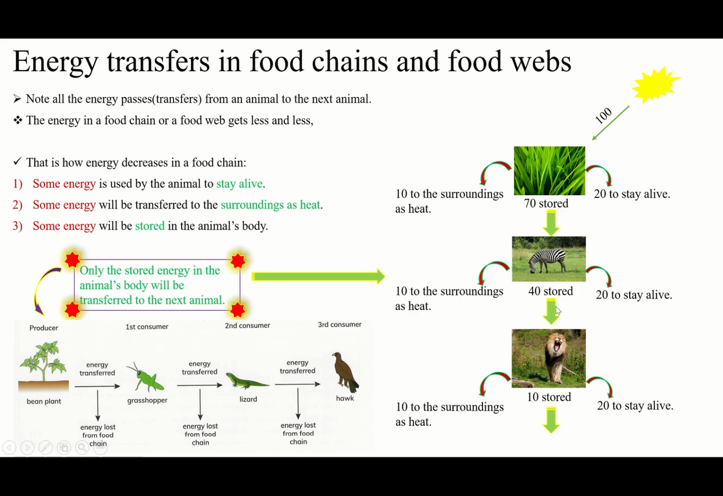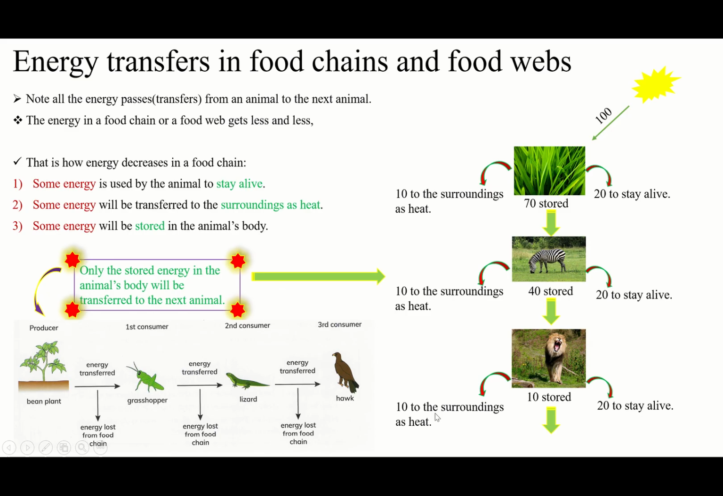Then the zebra will be eaten by the lion. The lion will use 20 to stay alive and 10 to the surroundings as heat. How much left? The lion got 40. 20 to stay alive, 10 to the surroundings.